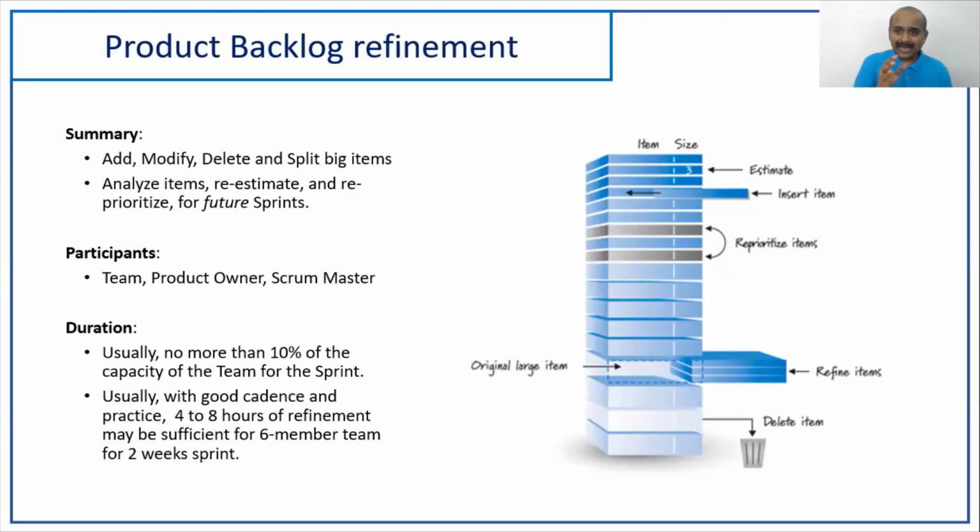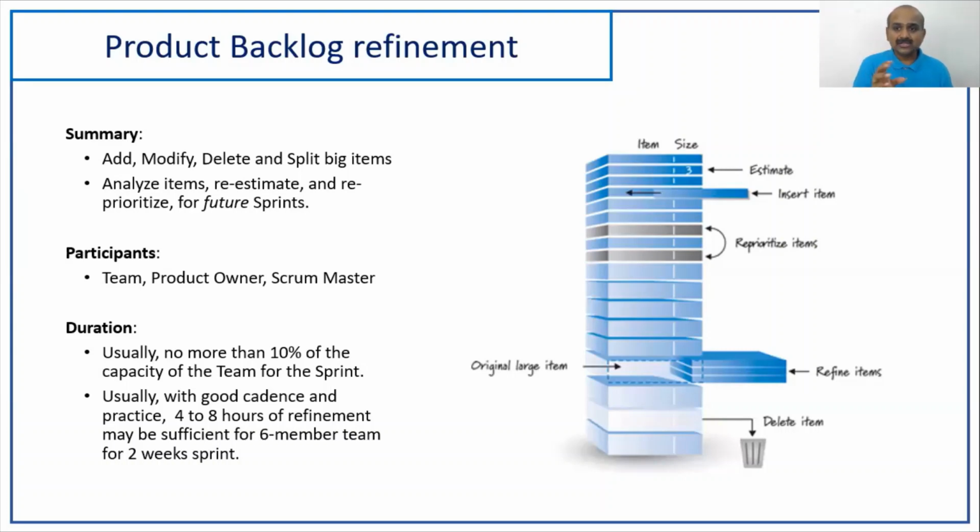So basically the key thumb rule is that for any sprint capacity, 10% of the capacity is the duration that this product backlog refinement should not cross. So people adopt product backlog refinement in phases. For example, this 4 to 8 hours, people can do it in increments. For example, 3 hours this week, 3 hours next week, or if you are aiming for 4 hours, then 2 hours this week, 2 hours next week.